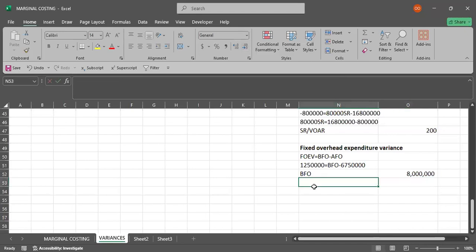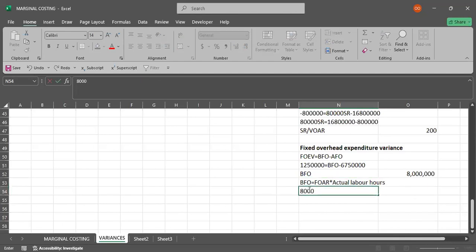Good. So we have another formula of getting budgeted fixed overheads. Budgeted fixed overheads is equal to fixed overhead absorption rate multiplied by actual activity level. In this case, that actual activity level is actual labor hours. So our budgeted fixed overhead, that is 8 million, is equal to fixed overhead absorption rate multiplied by 80,000. That is the actual labor hours.